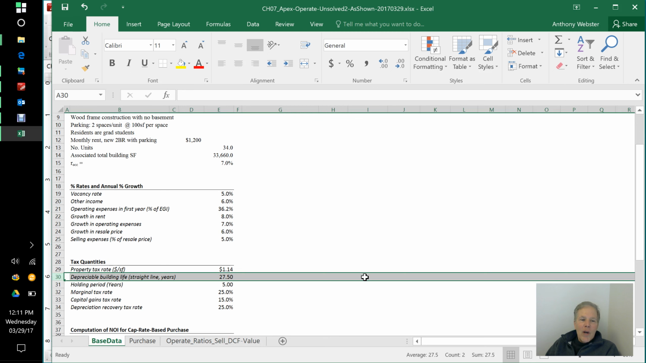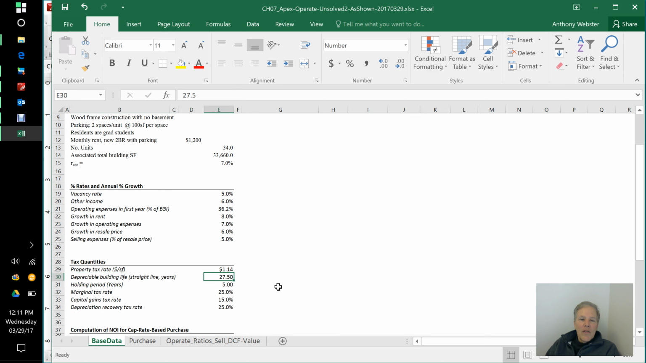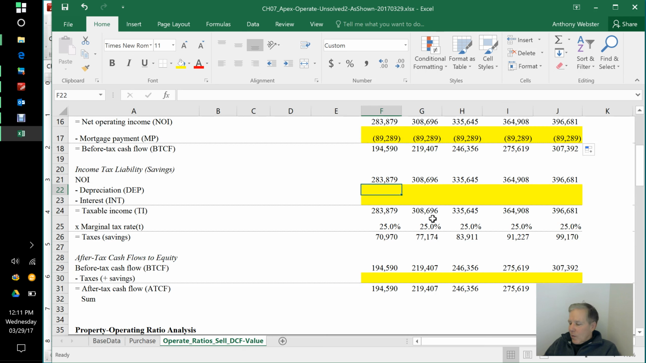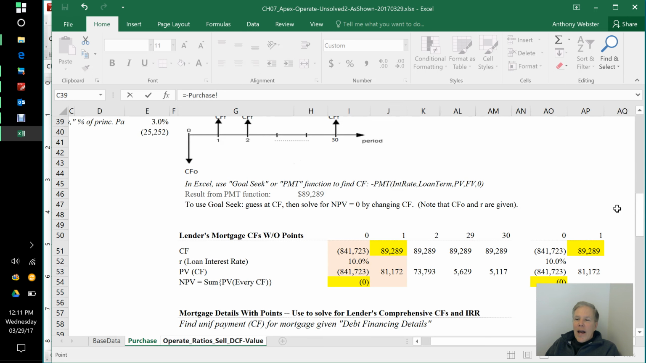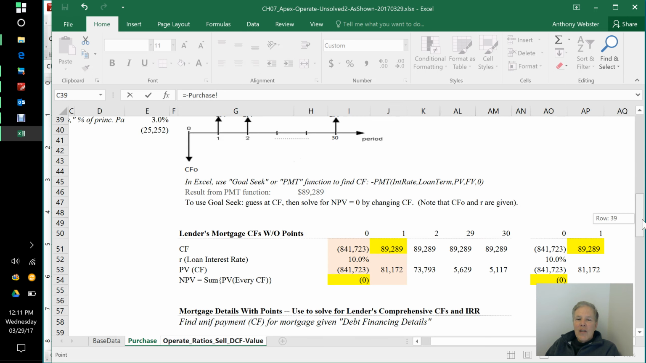I've got my tax quantities in base data, and depreciable life of building is 27.5. So we're going to have a constant amount, 1/27.5 of the price they paid for the building each year. All right, so let's see if we can go back and do this now. So I want to say equal minus, it'll be a minus number. So I have to get the purchase price of the building. And this is the total purchase price.